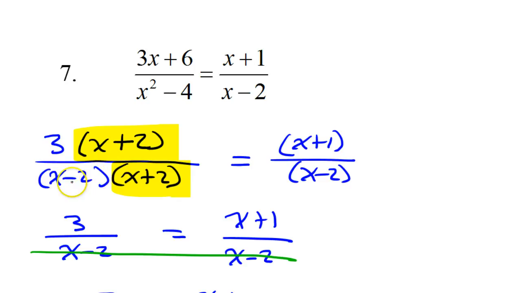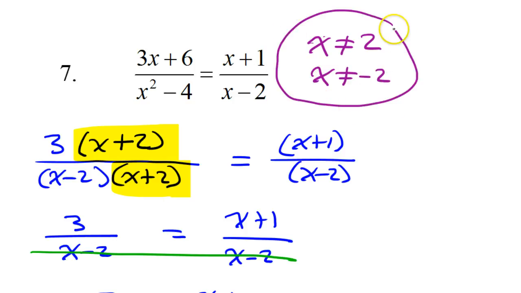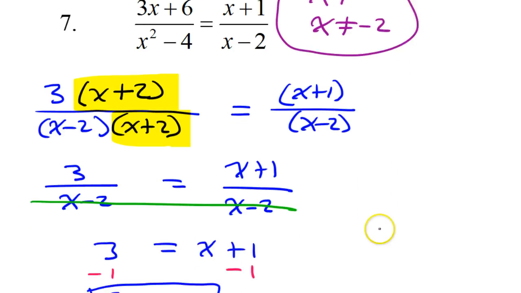Looking at these denominators, x plus 2 and x minus 2, even the one that cancels out counts. If I set x minus 2 equal to 0, I get x equals 2. That tells me that x cannot equal 2. If I set x plus 2 equal to 0 and solve, that gives me x equals negative 2. That tells me that x cannot equal negative 2. So these are my excluded values, 2 and negative 2.